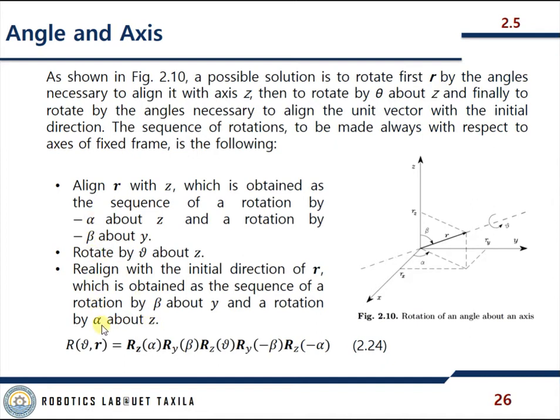So first minus and then positive. So first align it, then rotate it about y, then z. Okay, sorry, because we're moving in the initial frame. So first minus alpha, then minus beta, then z, then beta and alpha. That's how we're gonna get this rotation matrix. Okay. If you have any question, please put a comment.